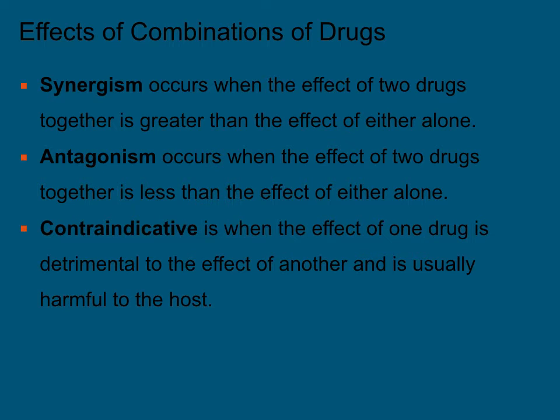Then we have contraindicative, and contraindicative simply means that you cannot under any circumstances give these two drugs together, because if you do, you could likely kill your patient. It is usually very harmful to someone to give it. It's actually detrimental to the person. And the classic example of contraindicative is Viagra and beta blockers. So men who are on beta blockers for heart conditions, Viagra is contraindicated. You cannot take Viagra if you're on beta blockers. It can cause the patient to go into severe shock and eventually cardiac arrest.